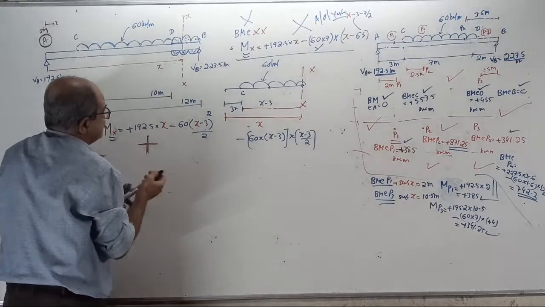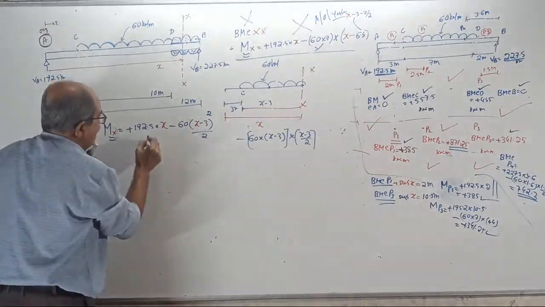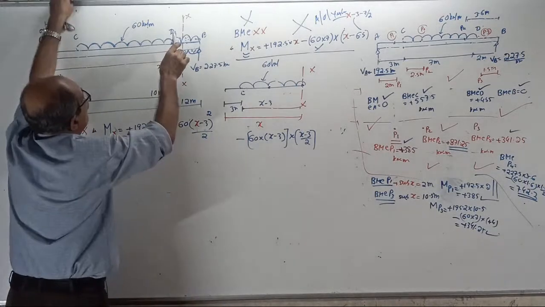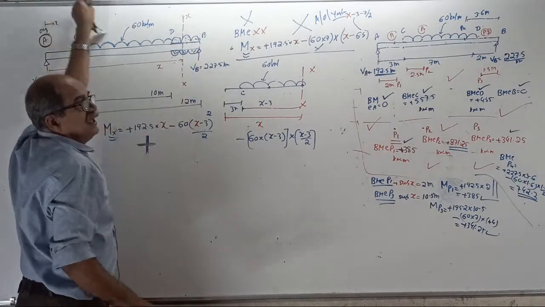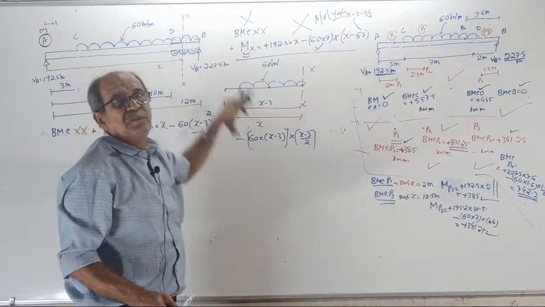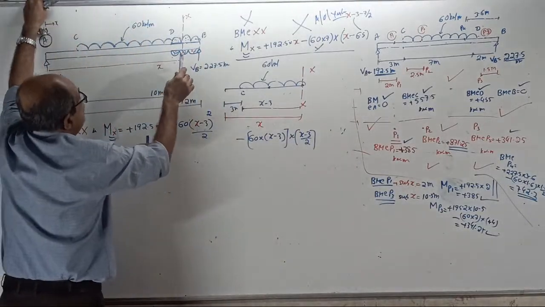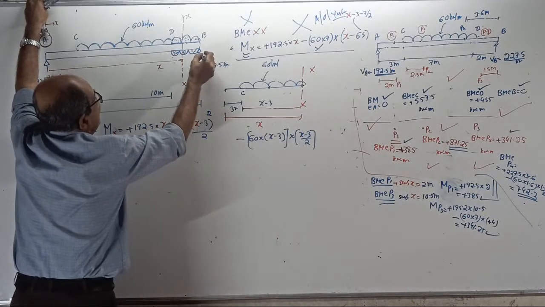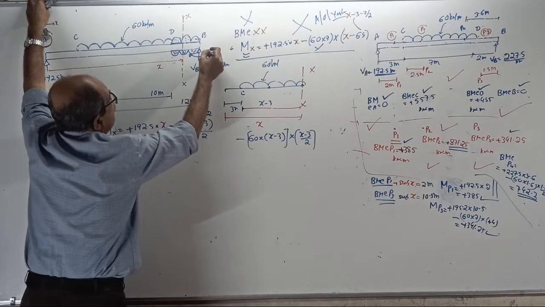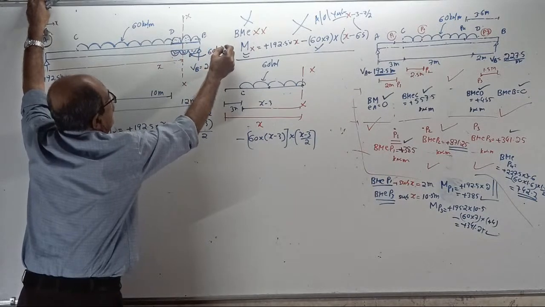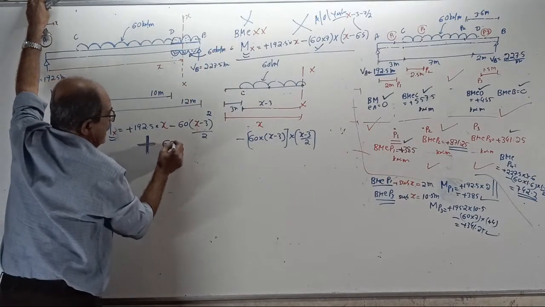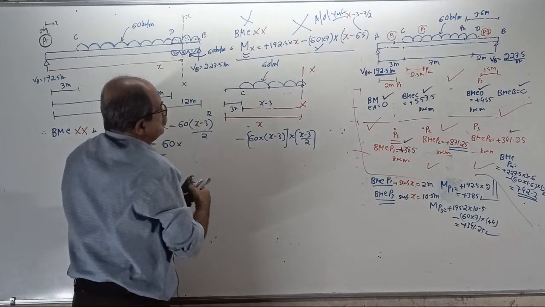Don't forget this plus, clear or not? If you write minus, what will happen? You are adding one more UDL, and then the reaction will also change. Problem gone. Plus. Once again, see. I forgot right here. You write here, this also is 60 kN per meter only. Plus 60 kN per meter into, I will show you one more sketch now.